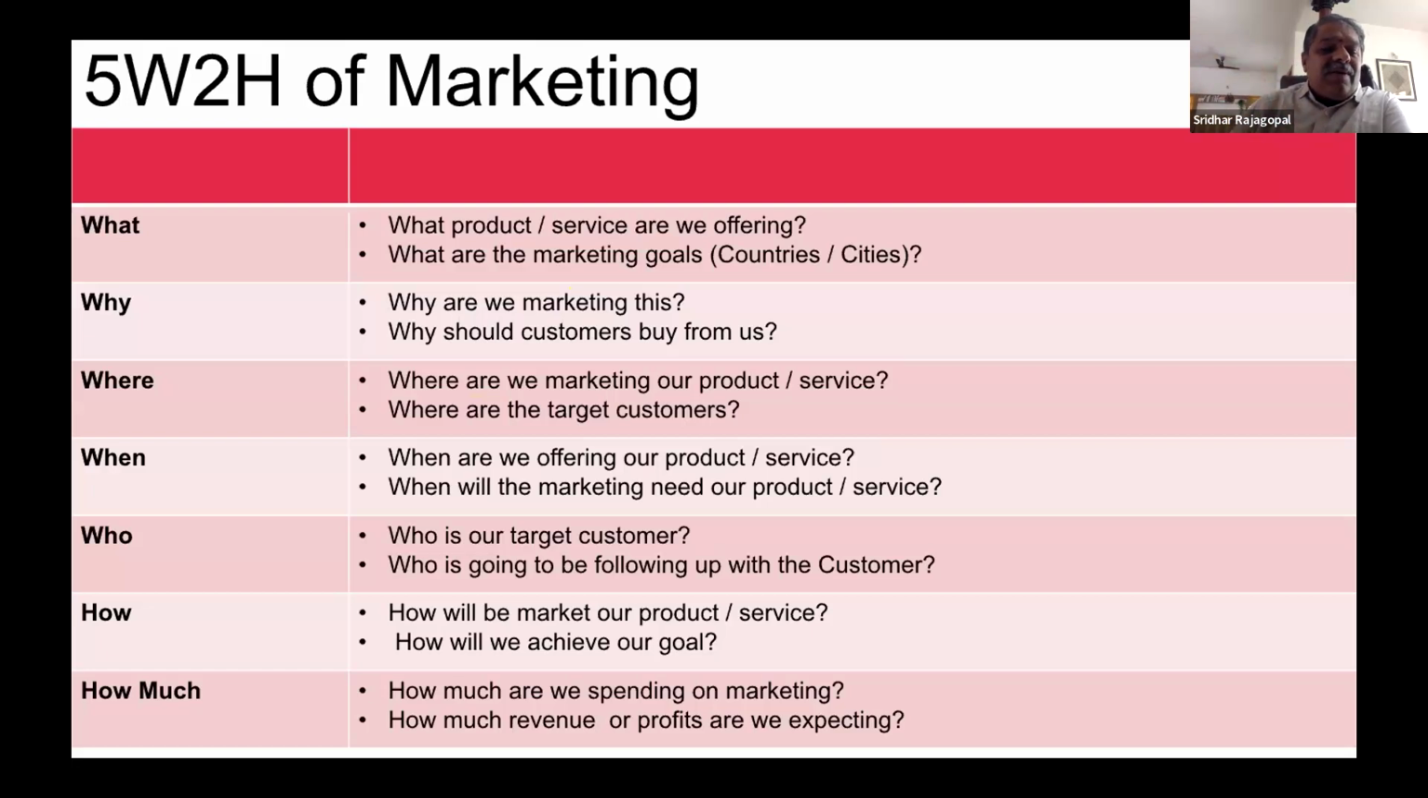Then who is of utmost importance, because who are we targeting and who's going to be following up with the customer? That's also very important. Now, how talks about how are we going to take our product and service into the industry? That's also very crucial and needs a lot of deliberations. You will have to have a lot of iterations and reiterations on these subjects. And lastly, how much? How much are we actually willing to spend? How deep are we actually willing to go into meeting the needs of the customers is something that also needs a lot of thought.